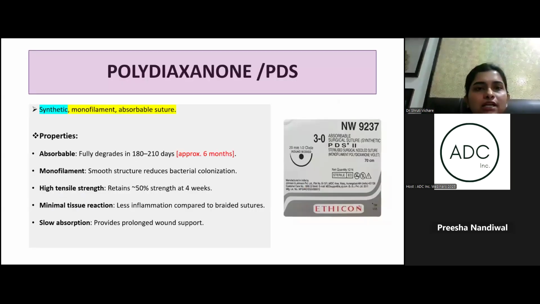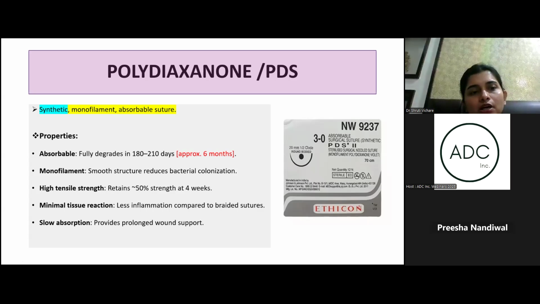Heading to our next suture, that is your PDS suture. So this PDS suture is a synthetic monofilament absorbable suture. So it degrades in about 80 to 210 days, that is approximately 6 months. One thing I have to mention about these sutures, they have really longer resorption periods. That means they resorb after a very long duration. So you can use them in the tissues which require a long time to heal.